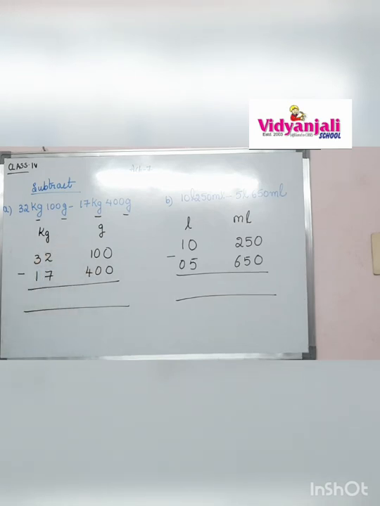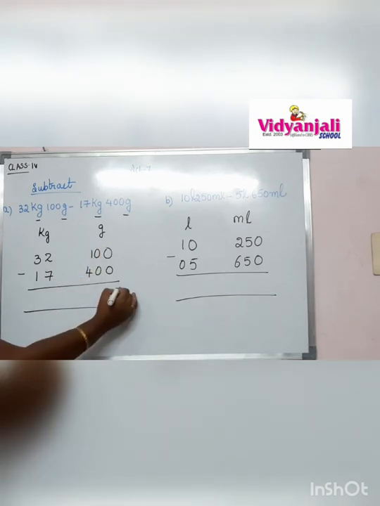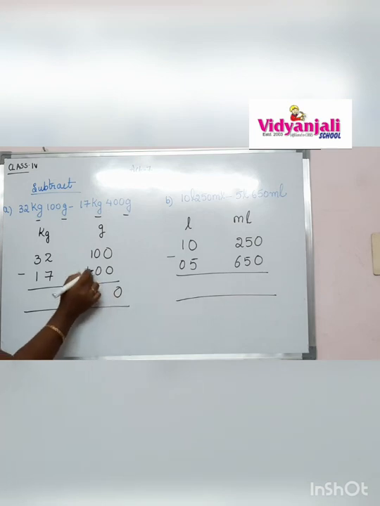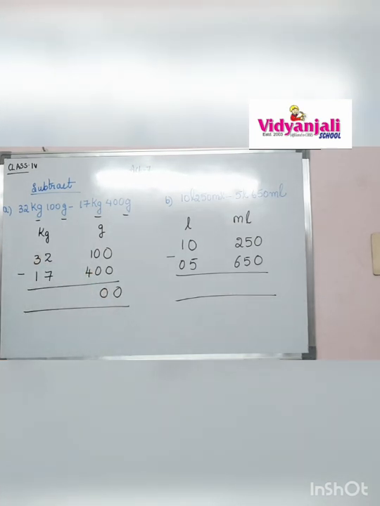Now you have to subtract it, not add. So 0 minus 0, how much, children? 0 minus 0 is obviously 0. Again 0 minus 0 is 0. 1 minus 0... 1 minus 4, is it possible, children? 1 minus 4 is not possible. So usually what we will do? We will borrow.